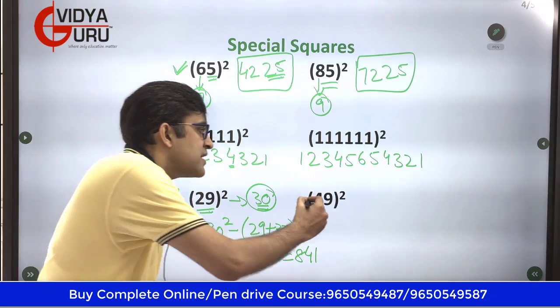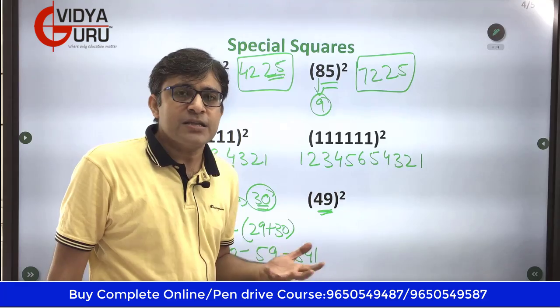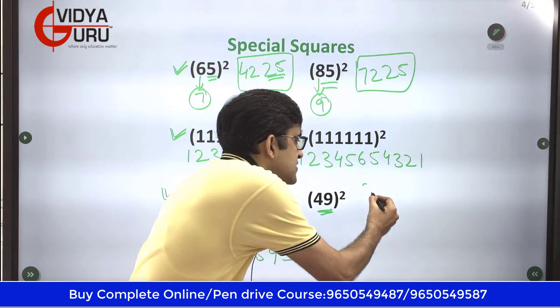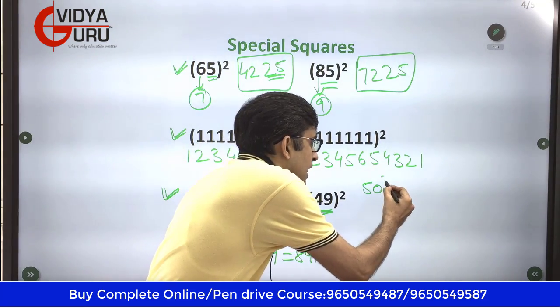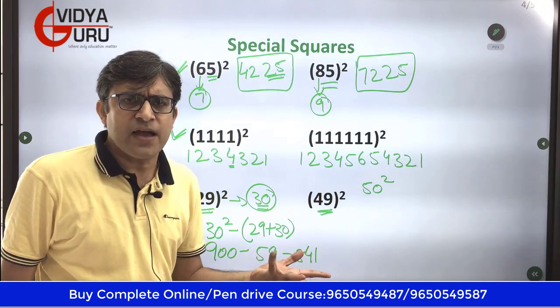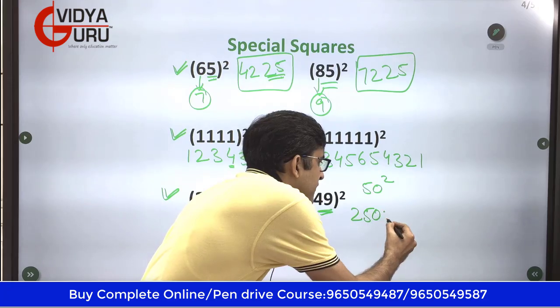Sure? Now let's take up one more example. The last one for today. Sure? 49 square. What is the next number? The next number is 50. Sure? And now you need to think of 50 square. 5 square is 25. So 50 square will be 2500.